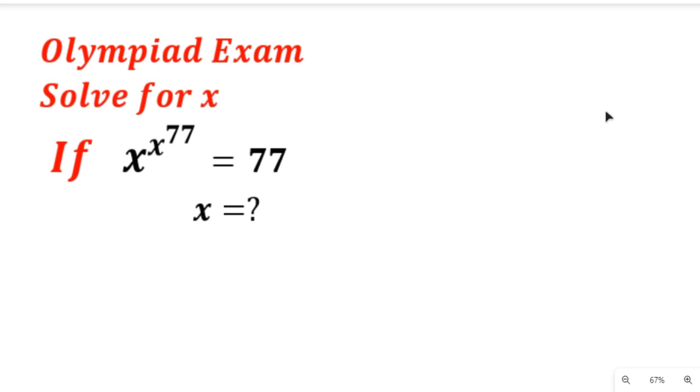In today's tutorial, we are going to solve an interesting Olympiad exam question. We are asked to solve for x if x to the power of x to the power of 77 is equal to 77. This is going to be a nice exponential equation solution. So stay tuned and watch how we'll uncover the value of x in this equation.